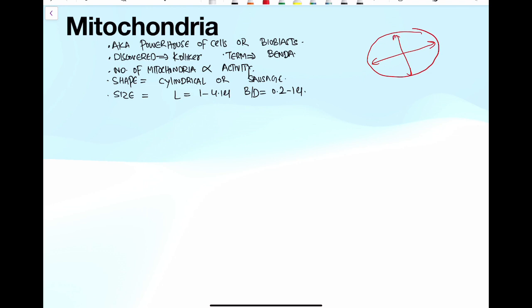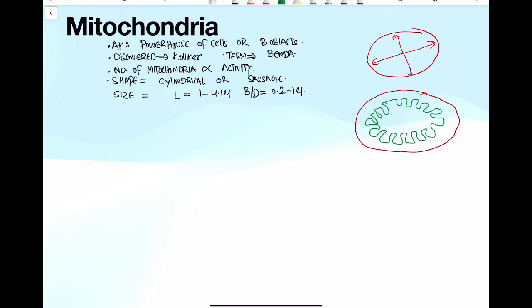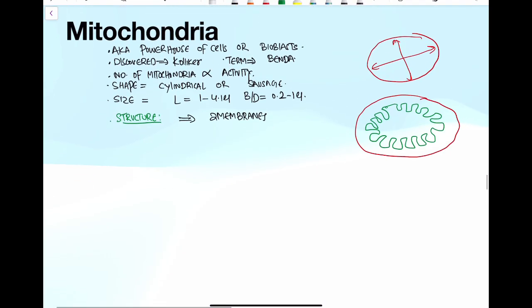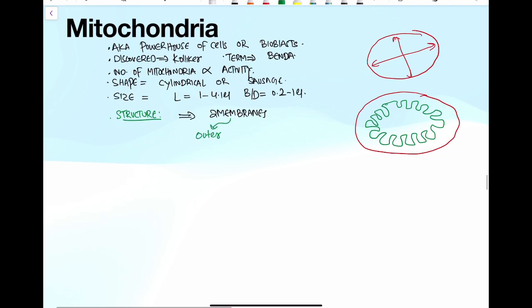Now there are two membranes in each mitochondria. If we look at this mitochondria, there's an outer membrane and there's an inner membrane. And the important thing is the inner membrane is folded, and these folds are called cristae. So the structure of mitochondria is quite simple. It has two membranes: an outer smooth membrane and an inner folded membrane.